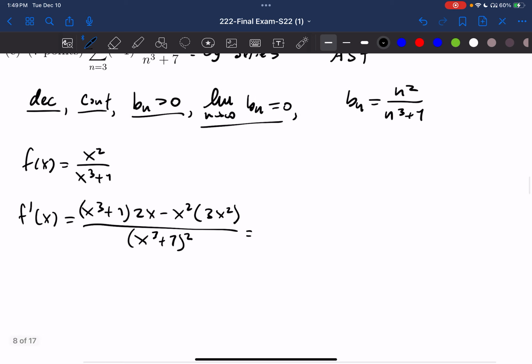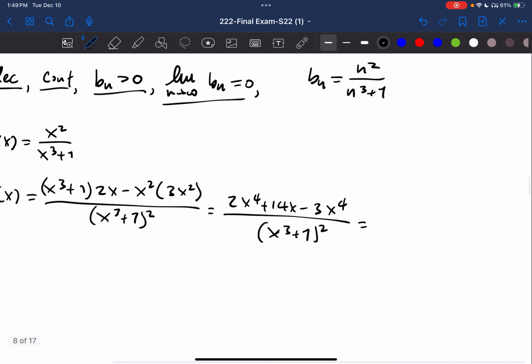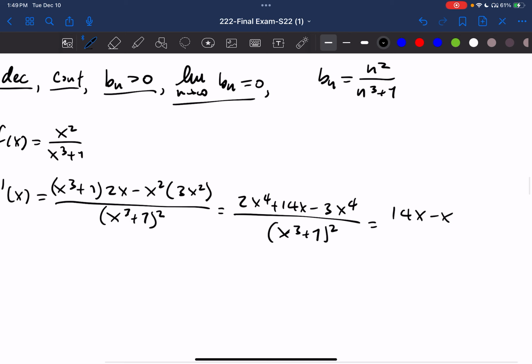Simplifying this a little bit further, we can get 2x to the 4th power plus 14x minus 3x to the 4th power. This will be all over x to the 3rd power plus 7 squared. Notice this can be simplified a bit further. We're going to get 14x minus x to the 4th power, all divided by x to the third power plus 7 squared.